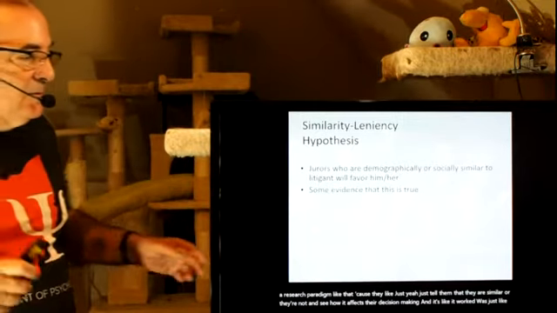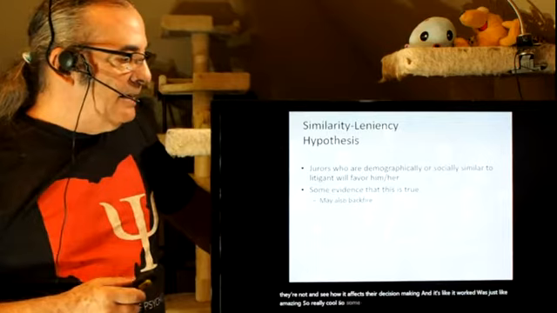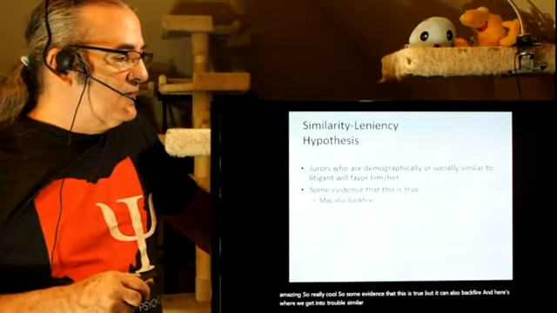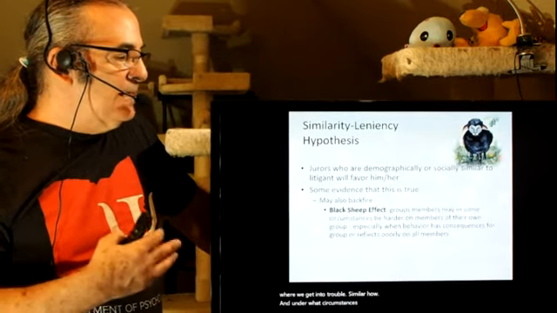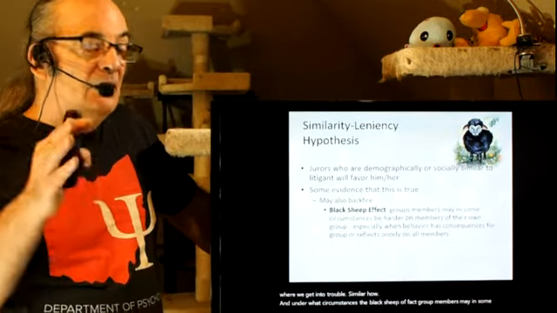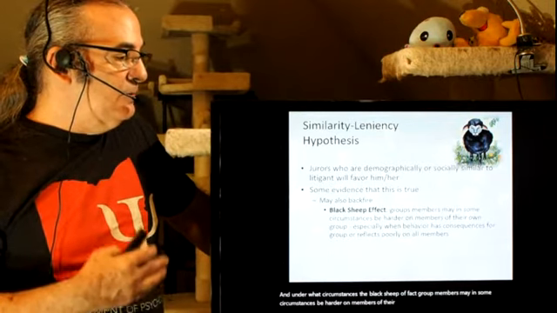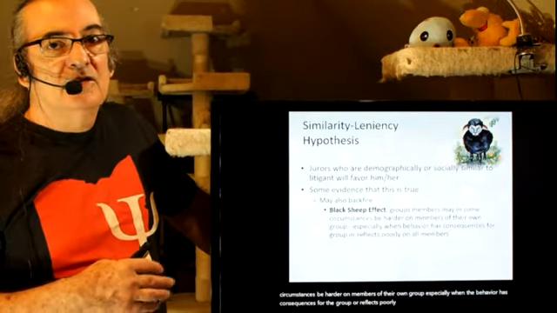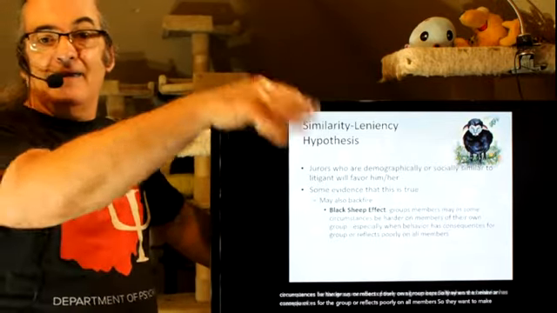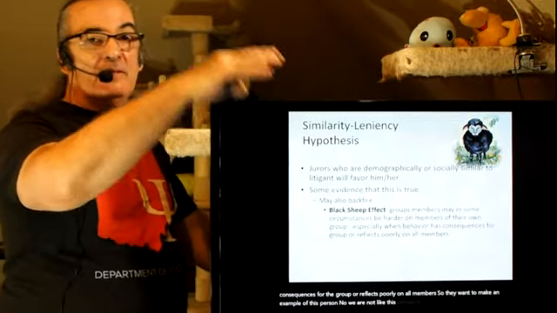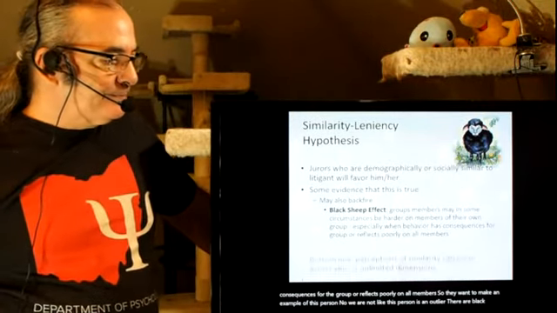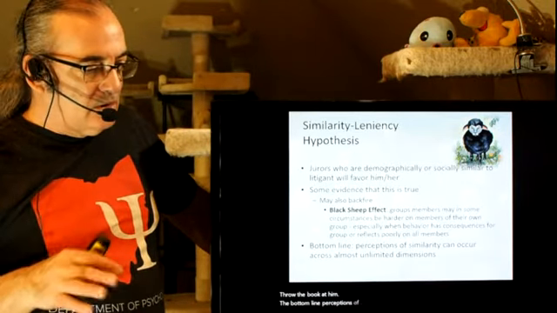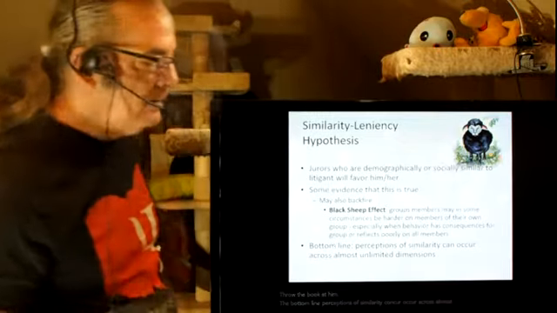So really cool. So there's some evidence that this is true, but it can also backfire, and here's where we get into trouble. Similar how, and under what circumstances? The black sheep effect: group members may in some circumstances be harder on members of their own group, especially when the behavior has consequences for the group or reflects poorly on all members. So they want to make an example of this person. No, we are not like this. This person is an outlier. They're a black sheep. Throw the book at them. All right? But bottom line, perceptions of similarity can occur across almost any dimension.